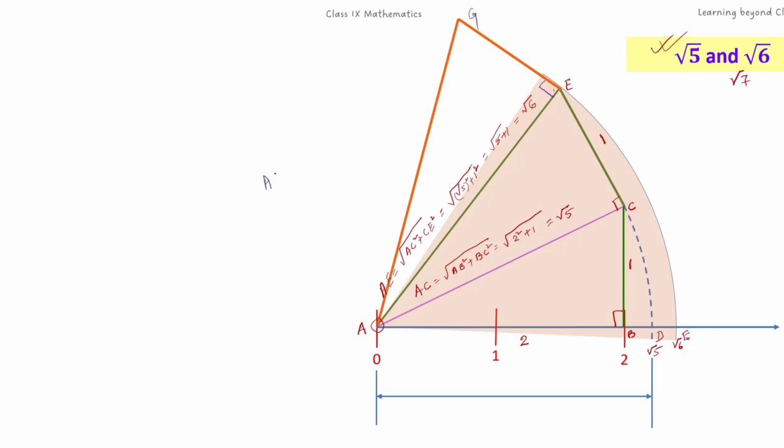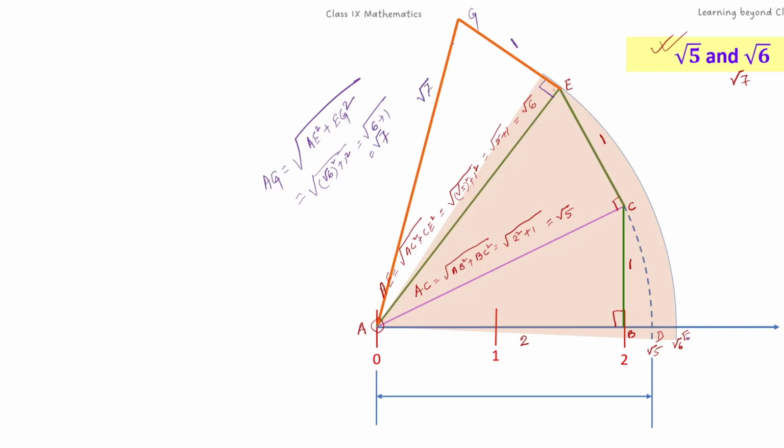Now what is AG? This is a right angle triangle, so AG is equal to root over base square, base is AE, so AE square plus perpendicular square. This is a unit length, and this is EG square. AE is equal to root 6, so root 6 square plus EG, which is 1, square, equals root over 6 plus 1, which is equal to root 7. So this length is root 7.